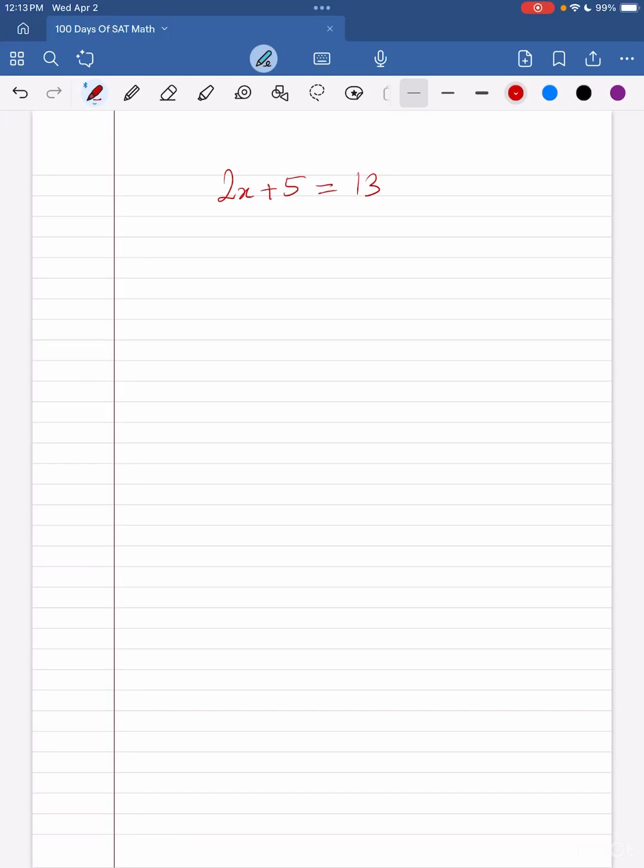Today we are tackling three Heart of Algebra problems, and we're going to be solving from easy to hard. So the first question is the easy one, and we're going to go from easy, medium, and then hard. This one, 2x plus 5 equals 13, falls under the easy difficulty level. So how do we solve this one?